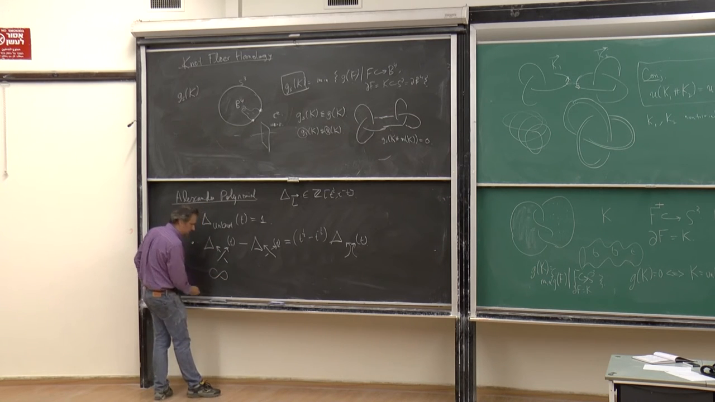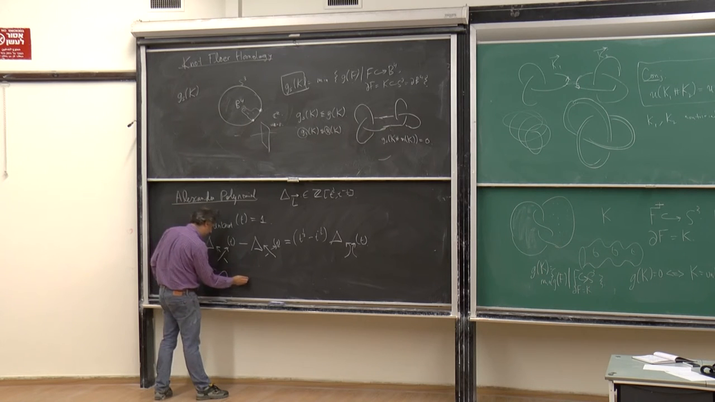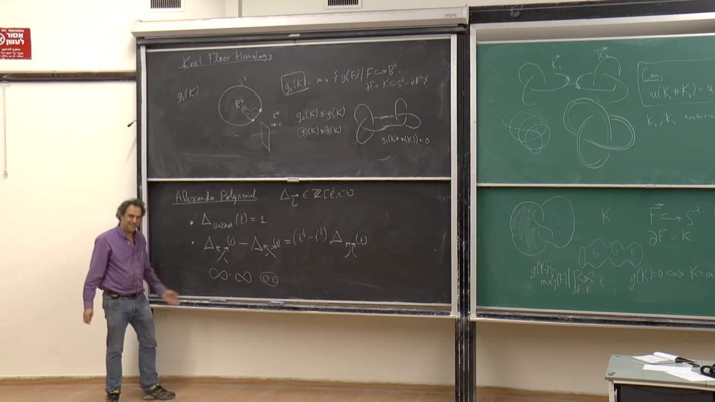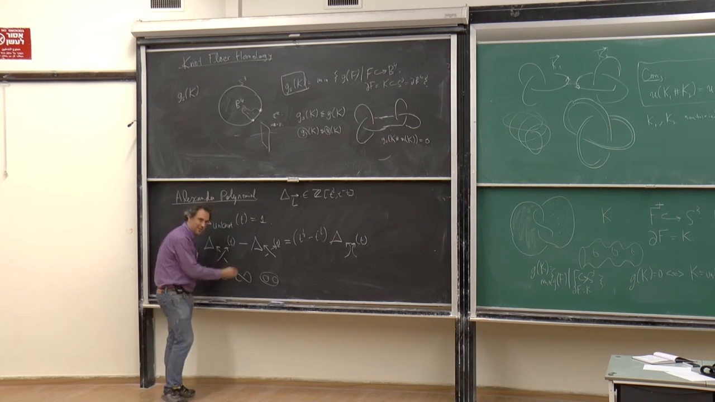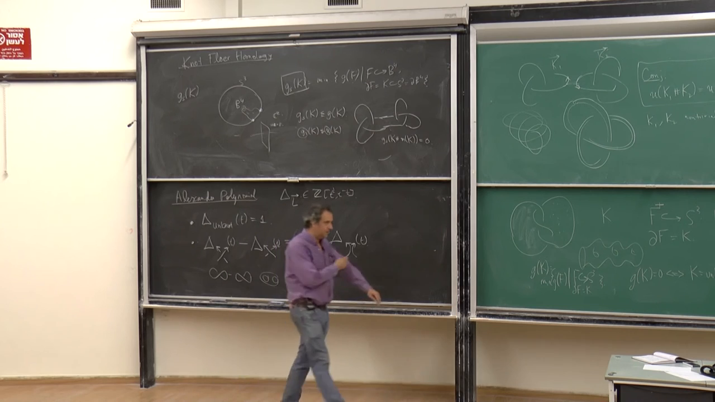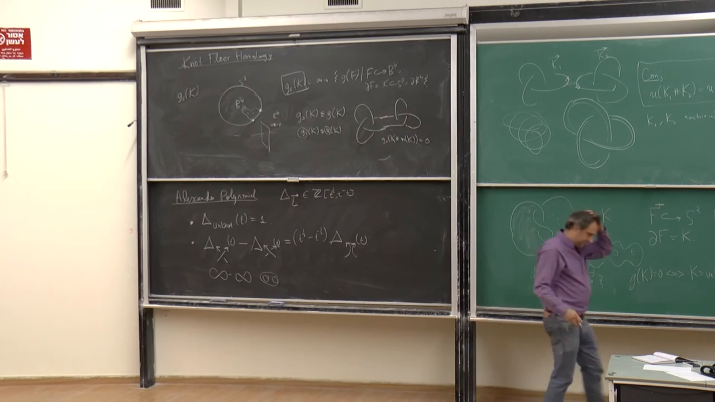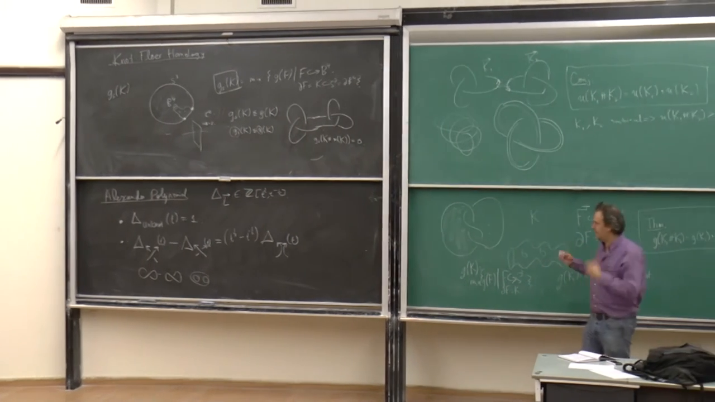So if I take this unknot, its invariant is 1, and I subtract off the knot that I get by changing this crossing, then I get something times the invariant for the unlink. But this is 1 minus 1. So the invariant for the unlink is 0. OK, so this is a nice invariant.